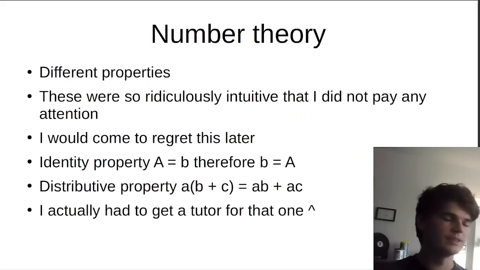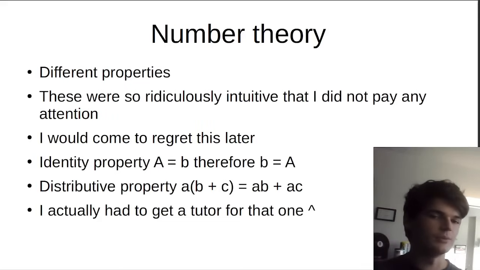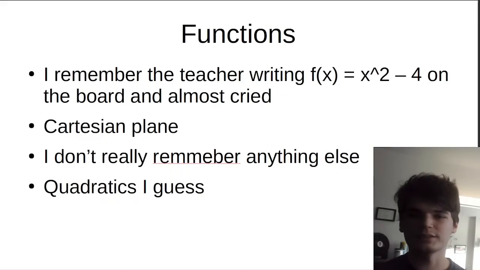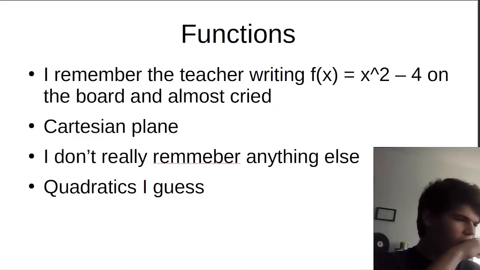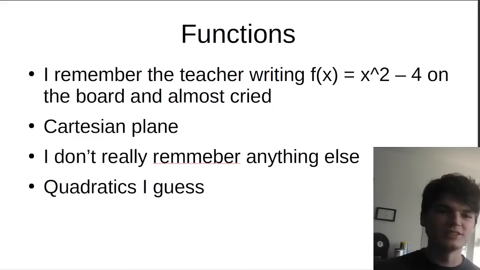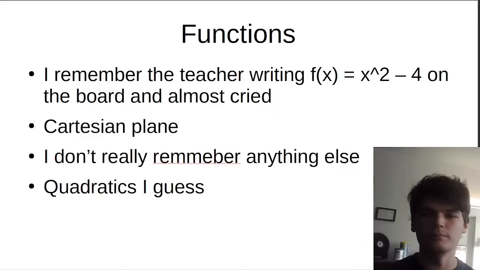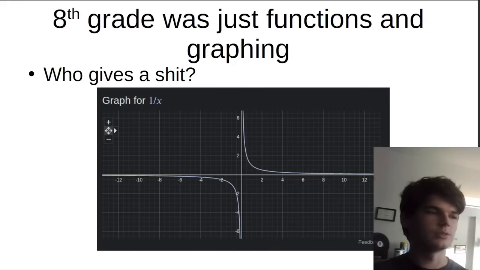Okay, number theory. This is kind of weird that they drop you this in Math 1, but you know, commutative property, identity property, all that. Functions. I remember the teacher wrote f of x on the board, and I was about to freak out because what the hell is f? That's not a variable. Cartesian plane. Remember he said the phrase quadratic trinomial, and I thought that was the coolest thing ever. It's not. 8th grade was just functions and graphing.